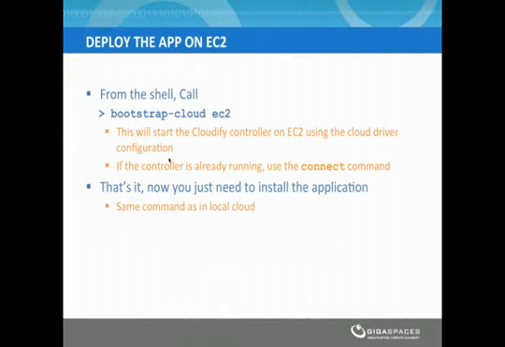Once we've done all of those simple steps, we bootstrap the cloud environment. This is a one-time step. If your cloud is not already bootstrapped with the Cloudify management infrastructure that I mentioned before, you can call the bootstrap cloud EC2 command. That will look for the EC2 configuration file that I've just shown, connect to the EC2 cloud and deploy the Cloudify environment on it. If it's already running, you can simply use the connect command the same way I showed in the local cloud demo previously. So that's it. The next thing is just to install the application.